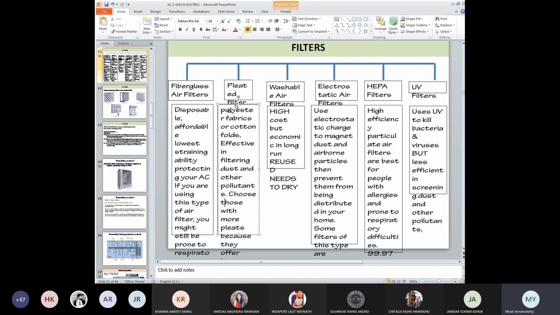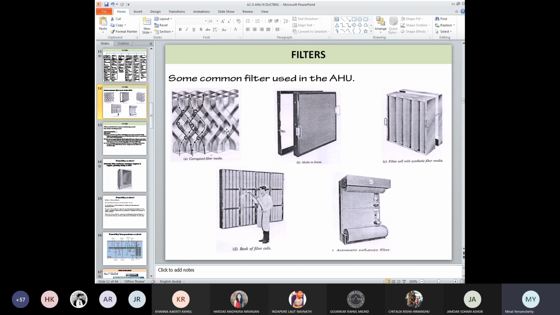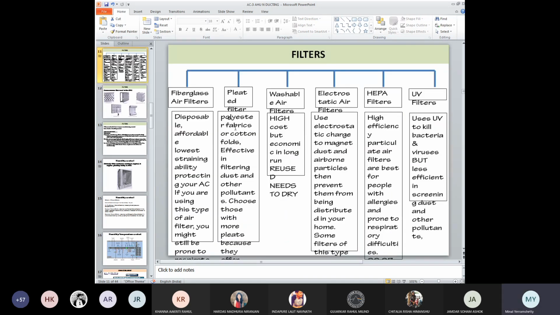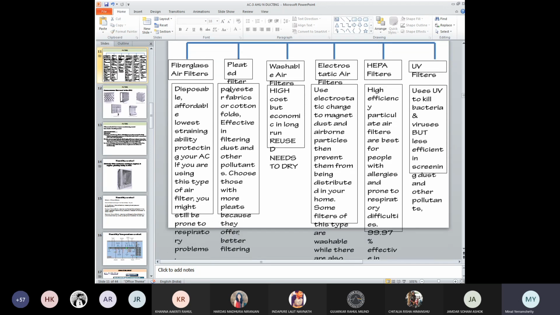Okay. Then you have the pleated filter. I hope I have the pictures. No, I don't think I have. I have. So these are the pleated pictures. This is the corrugated. Sorry, this is not pleated. Anyway, pleated is like a pleat. We take the pleat of a saree, like that. So it's like polyester fabric again. So fabric is better than fiberglass. It allows only certain particles to pass through, but yet it's not so effective. But definitely better than fiberglass. Effective in filtering dust and other pollutants. Choose these with more pleats because they will offer better filtering. More pleats means more filtering.